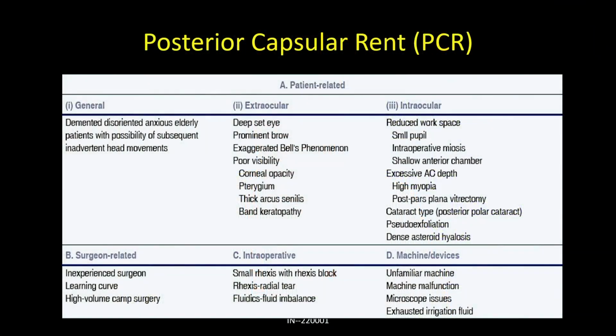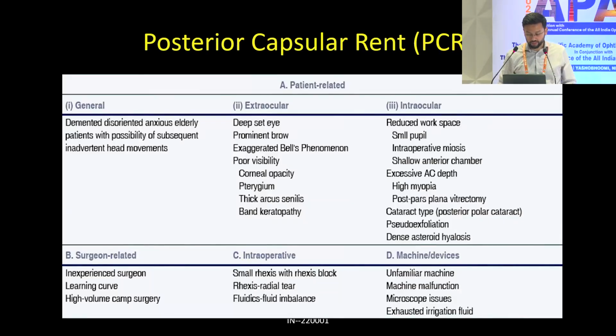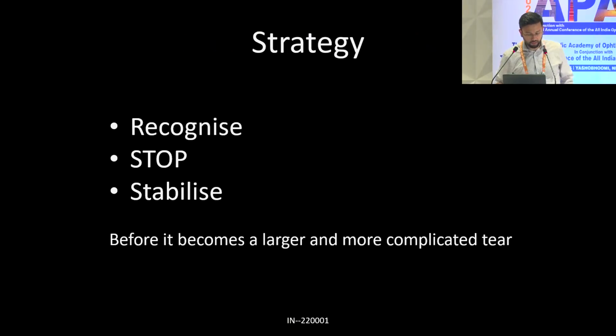In this presentation, we will go through a series of videos, and here we will try to learn how to manage PCR in different situations. PCR is a well-known complication of cataract surgery. It's a dreaded, potentially vision-threatening complication, and it may call for additional surgical procedures in the same sitting or in the next 1 or 2 sittings. A higher incidence of post-operative complications is also associated with PCR, which may finally affect visual outcomes.